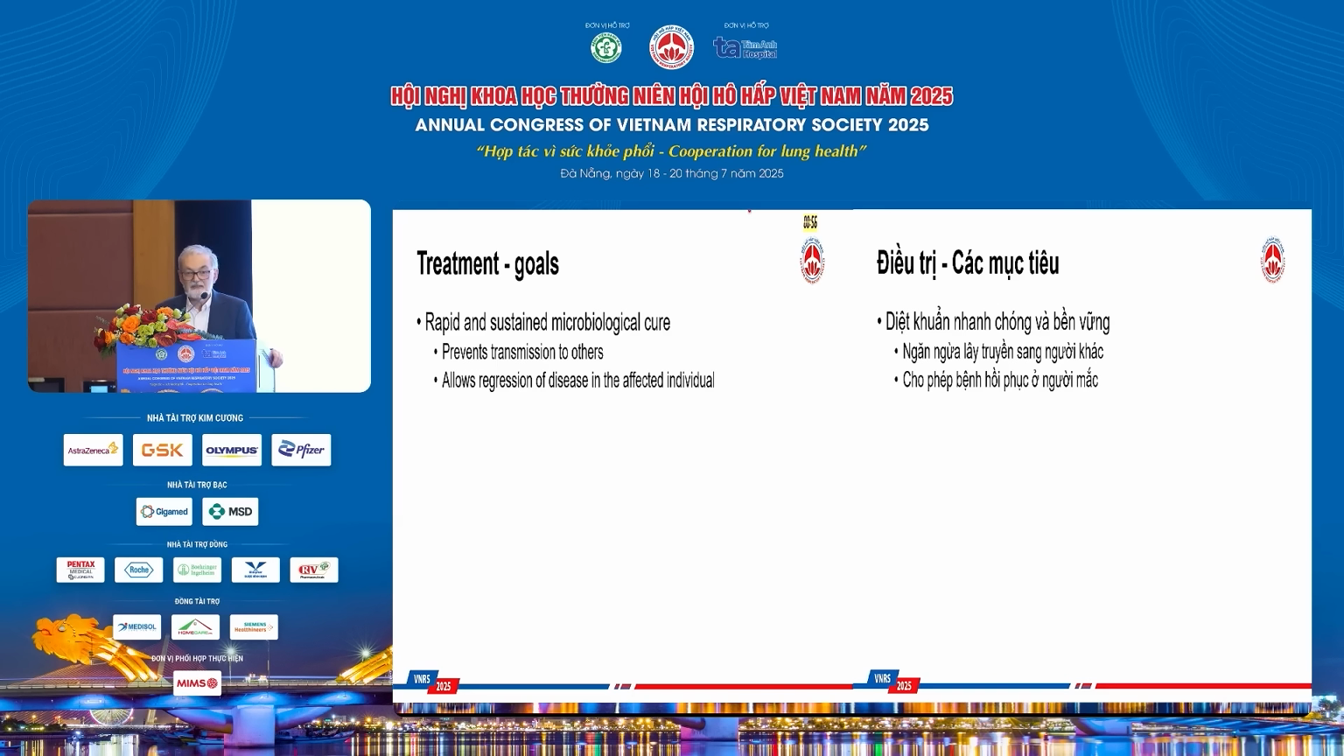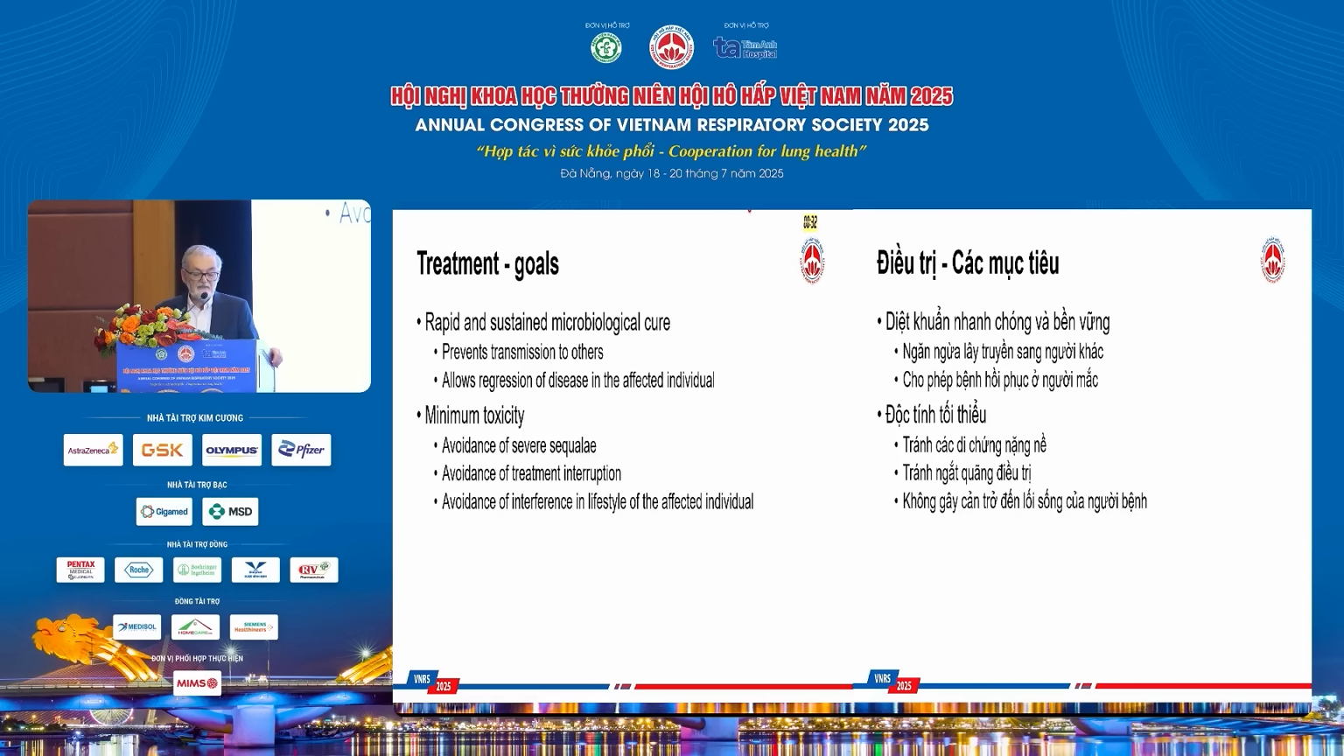And the reason we're trying to achieve that is to prevent transmission to others, and also to prevent progression and to allow regression of the lung disease or the disease in the person who has the problem. So both problems, prevent transmission and cure the person of their disease. We also, though, want to achieve this with minimum toxicity. And that's always an issue, as we have these multi-drug regimens, often with drugs that can be quite toxic.